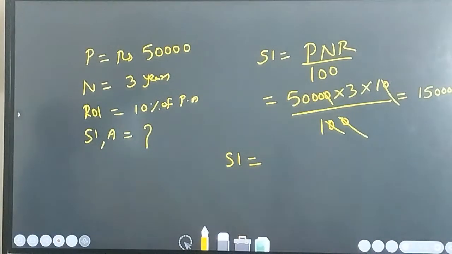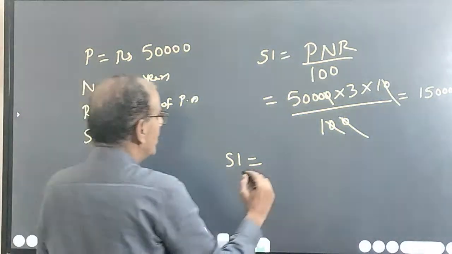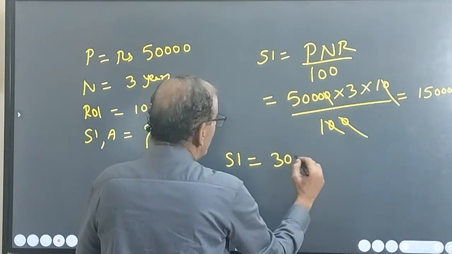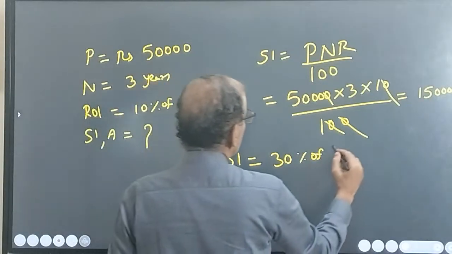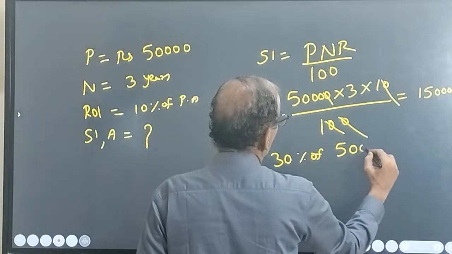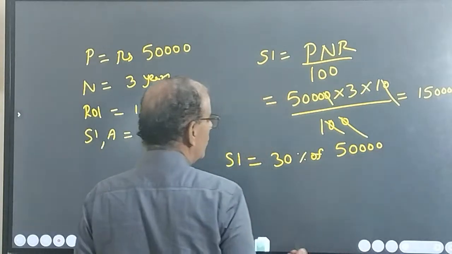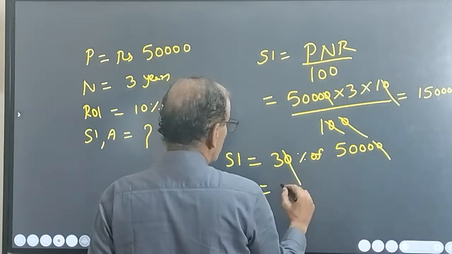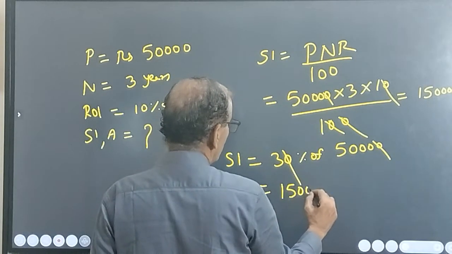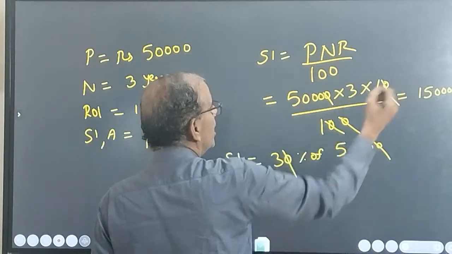For 1 year, rate of interest is 10%. For 3 years, what is the rate of interest? 30%. 30% of how much is 50,000? I told you, percentage and 'of' means you remove it. 3 into 5,000, how much? 15,000.